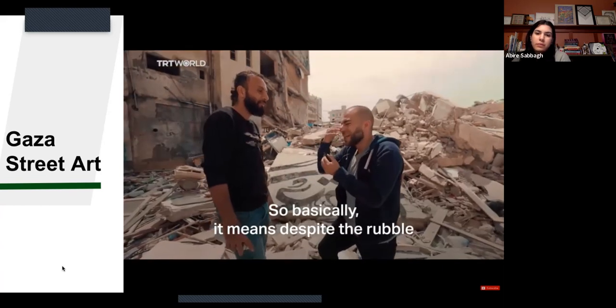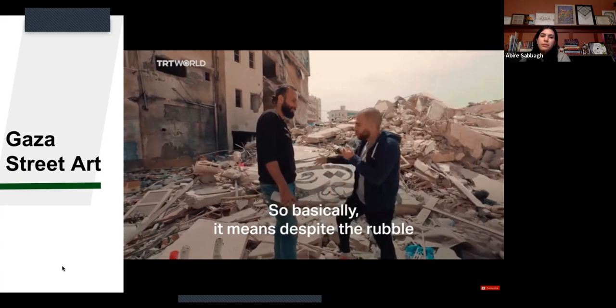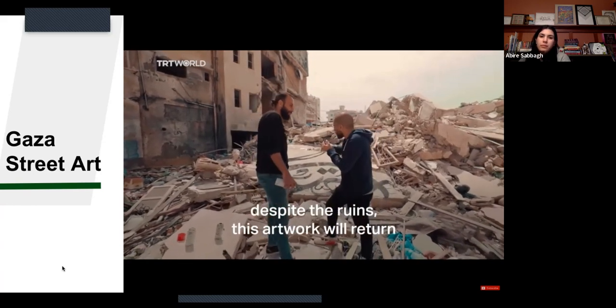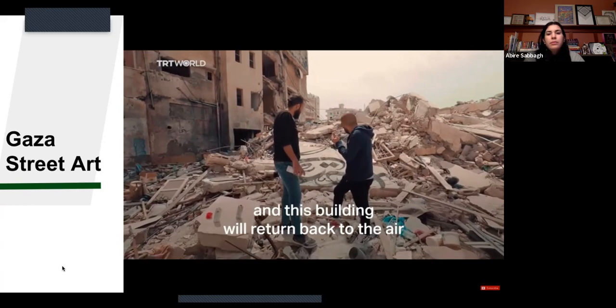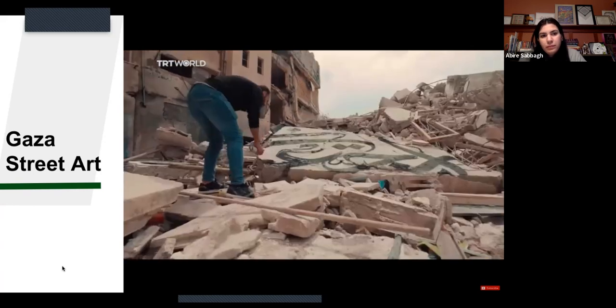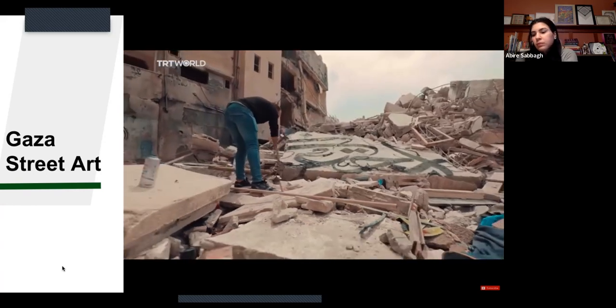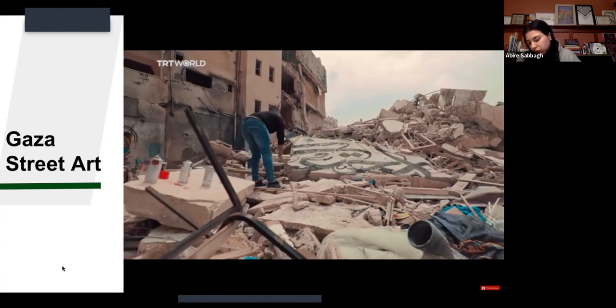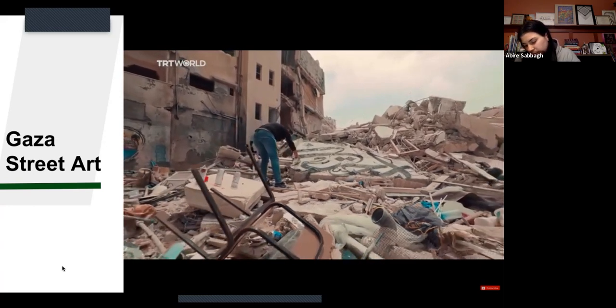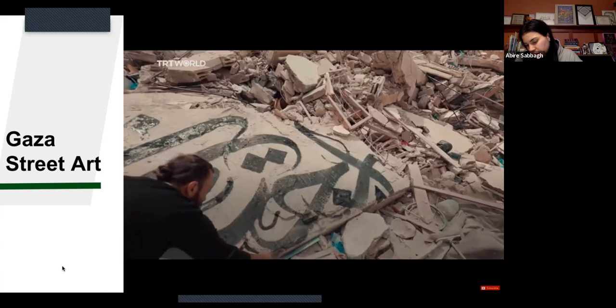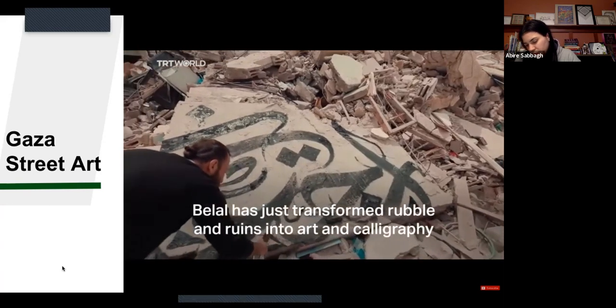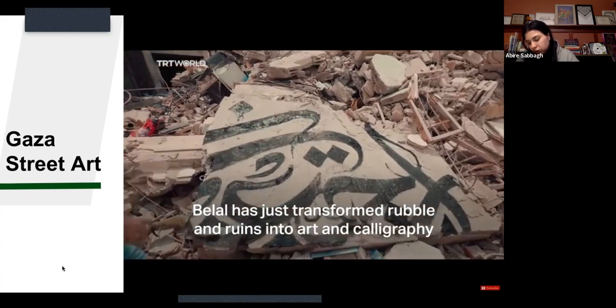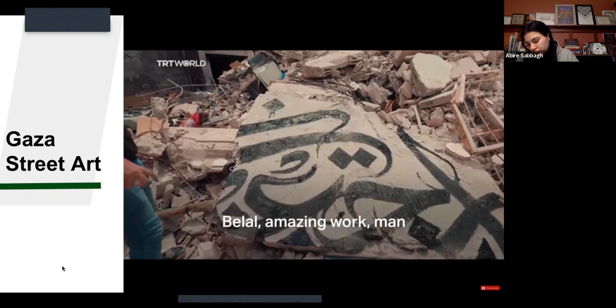So basically, it means despite the rubble, despite the ruins, that this artwork will return and this building will return back to the air. Bilal has just transformed rubble and ruins into art and calligraphy. Bilal, amazing work, man.